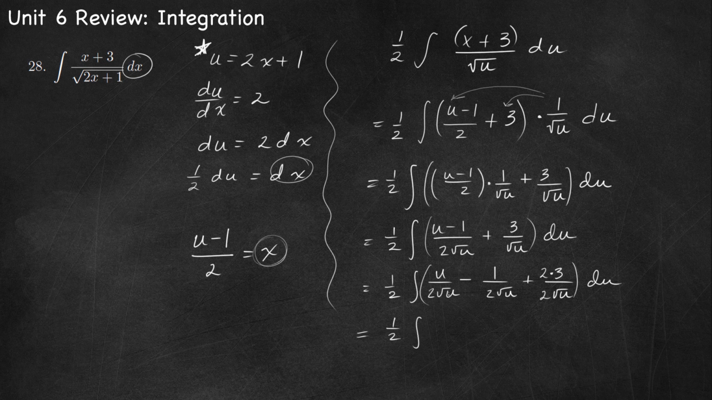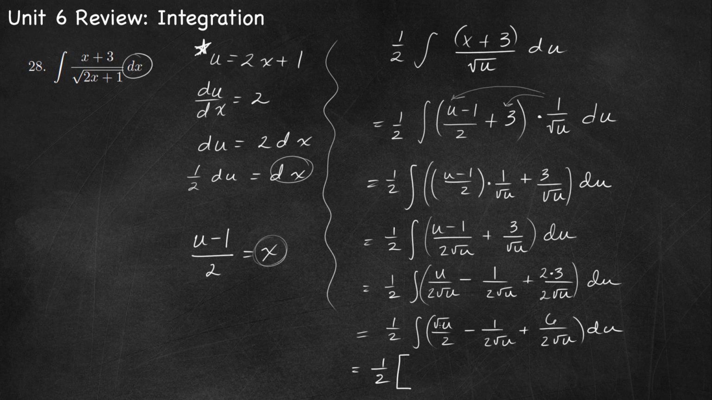We got to simplify that first one. u divided by the square root of u is the square root of u. So we get square root of u over 2 minus 1 over 2 root u plus 6 over 2 root u du. Equals 1/2. Now let's go ahead and integrate. I'm running out of room.